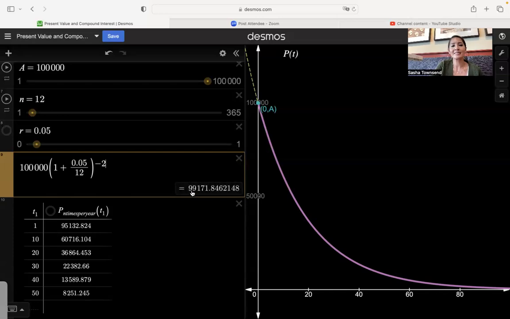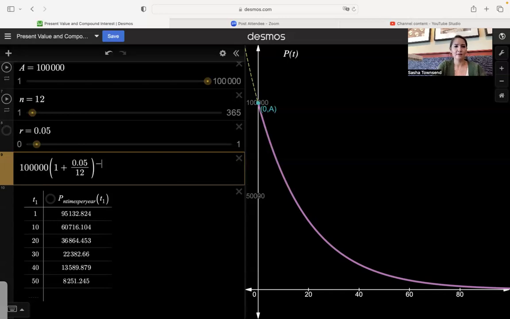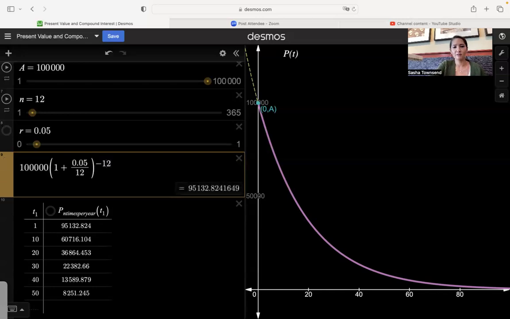Say, well, what if I want $100,000 in 2 months? Well, I need to deposit $99,171.85 right now. What about in 3 months? Say, well, what about in a year? So in a year, we'd have n, which is 12, because we do it 12 times per year, times 1 for 1 year. So we get $95,132.82. So I need to deposit $95,132.82 at the beginning of the year, so that if we compound interest 12 times per year, at the end of the year, I'll have $100,000.